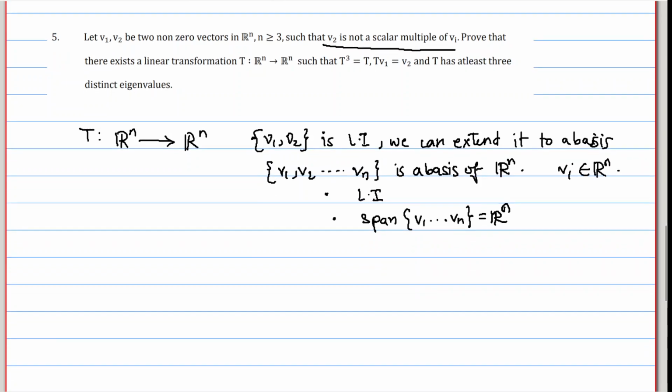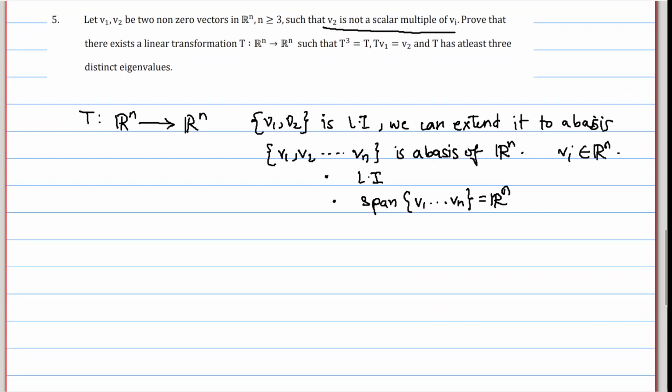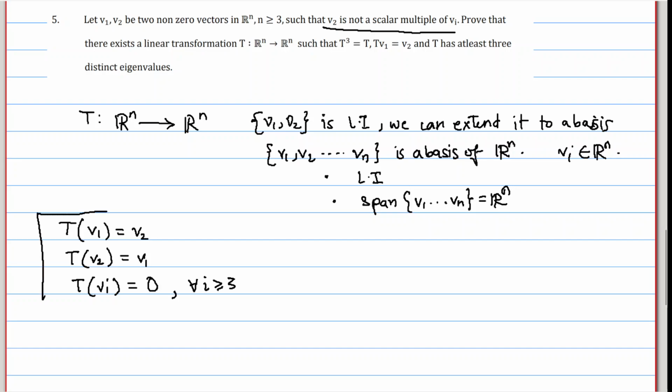Now we define a map as follows. T of v1 is equal to v2. T of v2 is equal to v1. And T of vi is equal to 0 for every i greater than or equal to 3. This is our map. This is our example map, and this example map shows the existence.